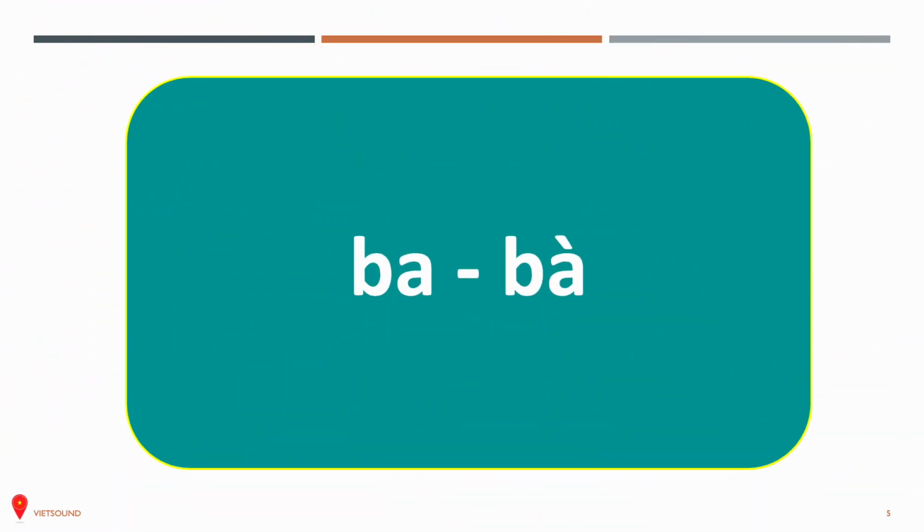Now let's practice some words and sentences with falling tone and try to feel the difference between a word without tone and a word with falling tone. And the first pair of word is ba, bà. Don't forget to repeat after me. Again, ba, bà.